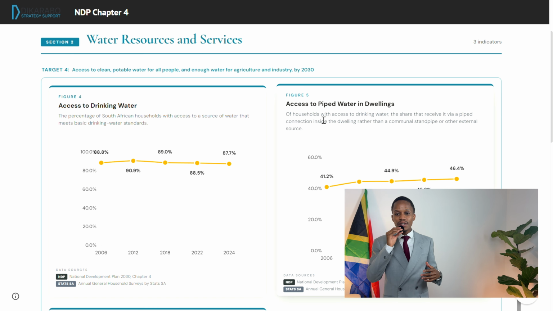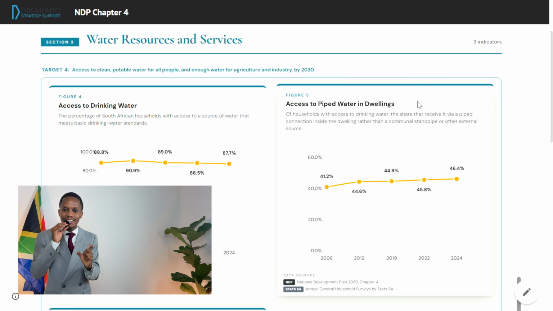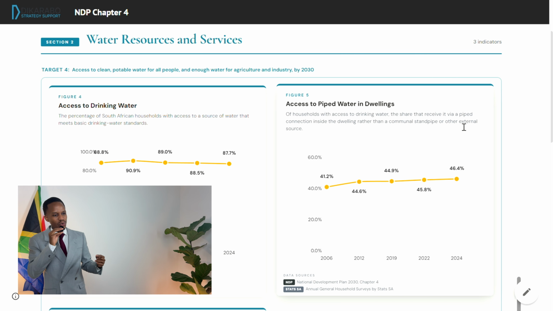Figure 5, of the households with access to drinking water that you just touched on now, the share that receive it via a piped connection inside their dwelling rather than a communal standpipe or other external source. In 2024, this was only 46.4% of people. So of that proportion of people that have access to clean water, about half of them had access to piped water in their place of living, which is, again, I don't think good enough.